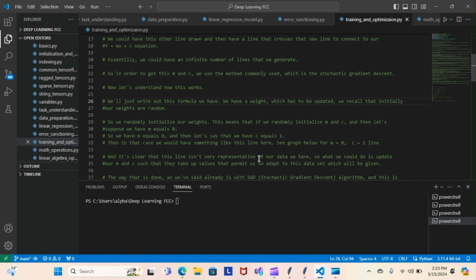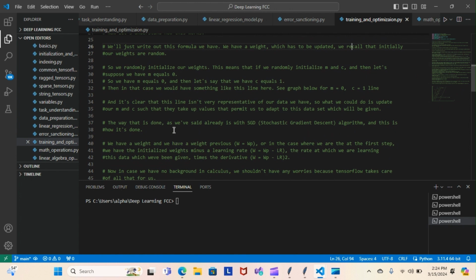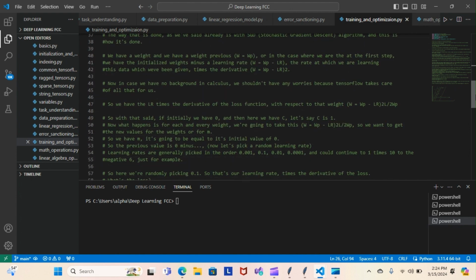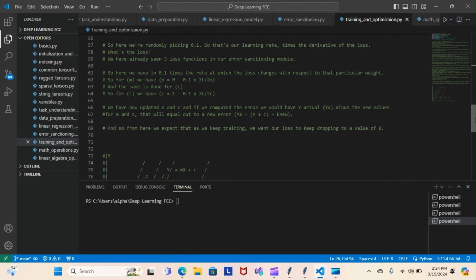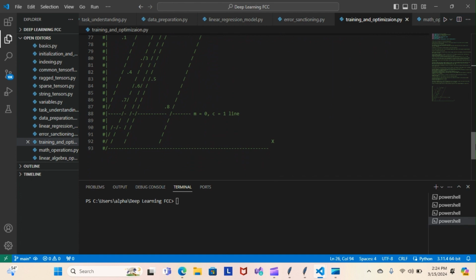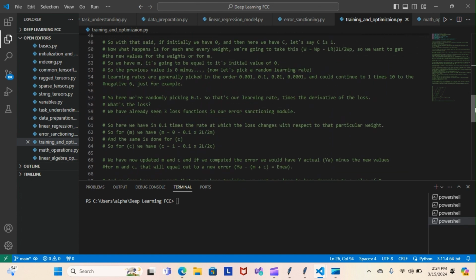So what we could do is update our M and C such that they take on values that permit us to adapt to this data set, which will be given. Now, the way that this is done, as we've said already, is with the SGD, stochastic gradient descent algorithm, and this is how it's done. Now, I'm not going to go into all of the steps that we took to get to that particular solution. It was a lot. We did have to do a lot of graphing and a lot of math.